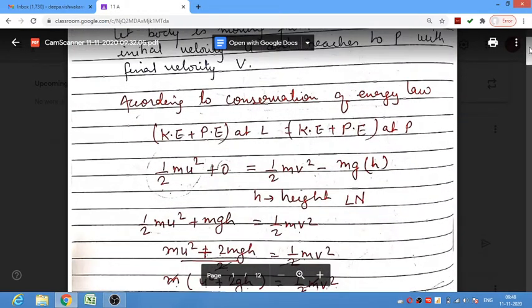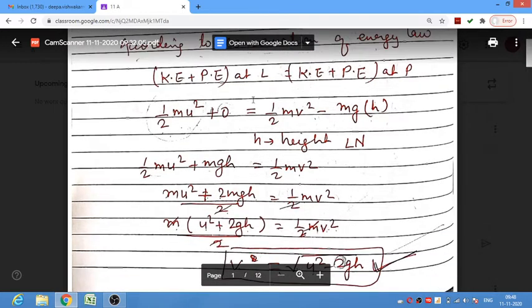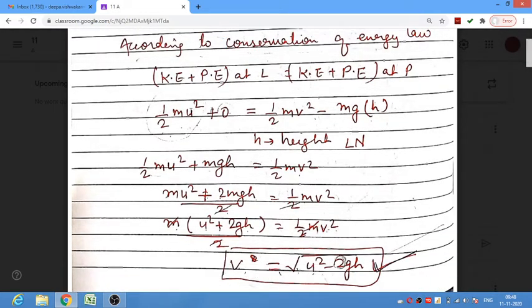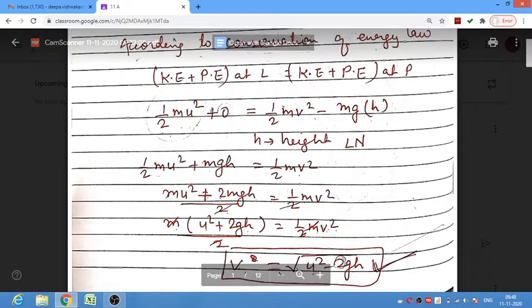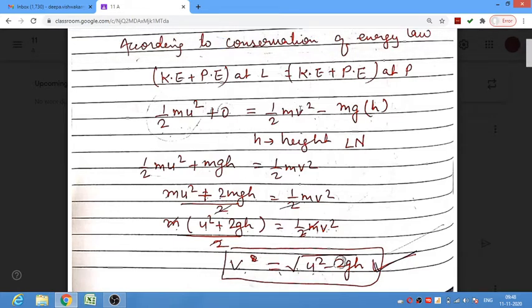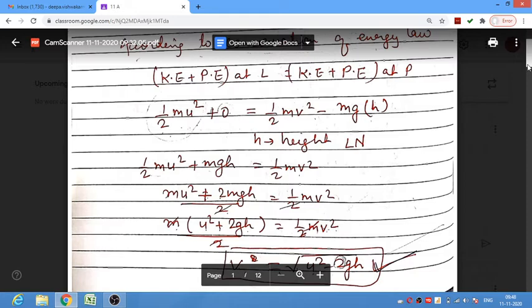So we can write kinetic energy plus potential energy at L is equal to kinetic energy plus potential energy at P. Now kinetic energy at point L will be half m u square plus 0 potential energy, because at point L the height is 0 for the mass. Now kinetic energy at P is half m v square minus mgh, because the potential energy at this point will be conservative, so this will be minus mgh.